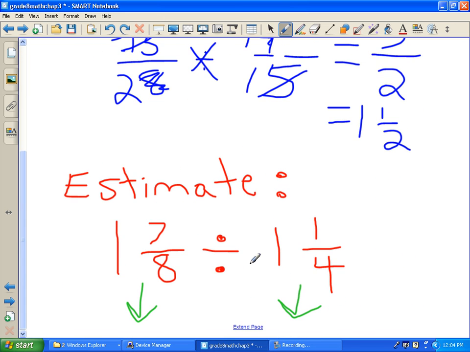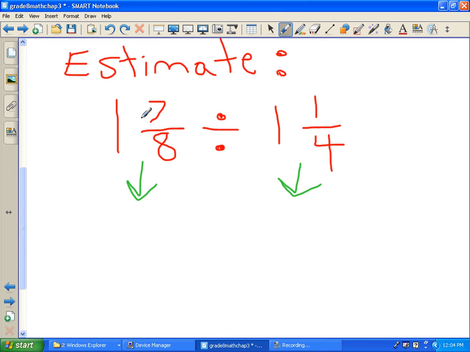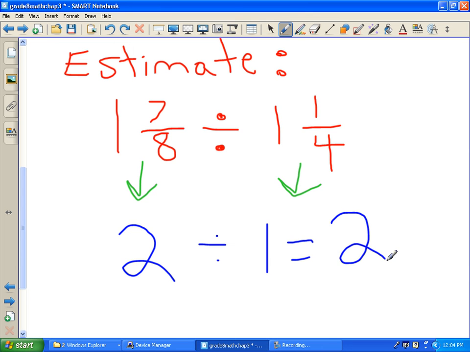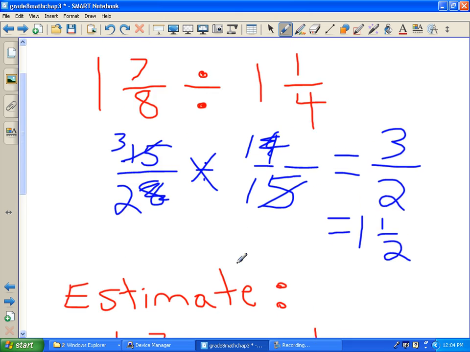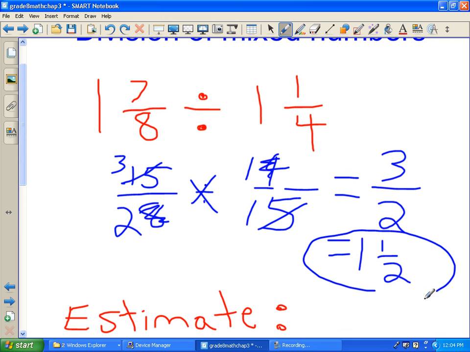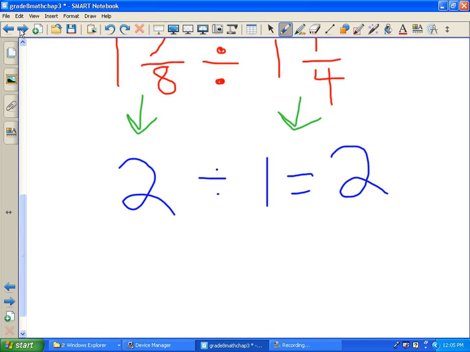Now, can we estimate to find out? We could. Okay. Let's take this one here. What's 1 7/8 rounded off to the nearest whole number? Well, the answer would be 2. What is 1 1/4 rounded off to the nearest whole number? And the answer is 1. So 2 divided by 1 is going to give us 2. So our answer should be about 2 for that one. And as you can see, our answer was pretty close to 2. It's 1 1/2. So that's how you estimate to find out your answer.